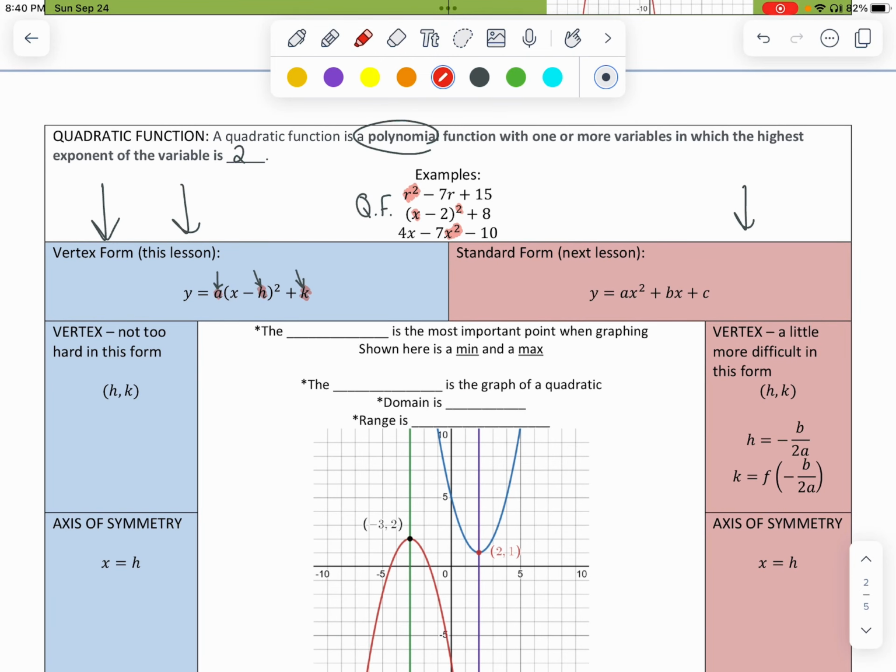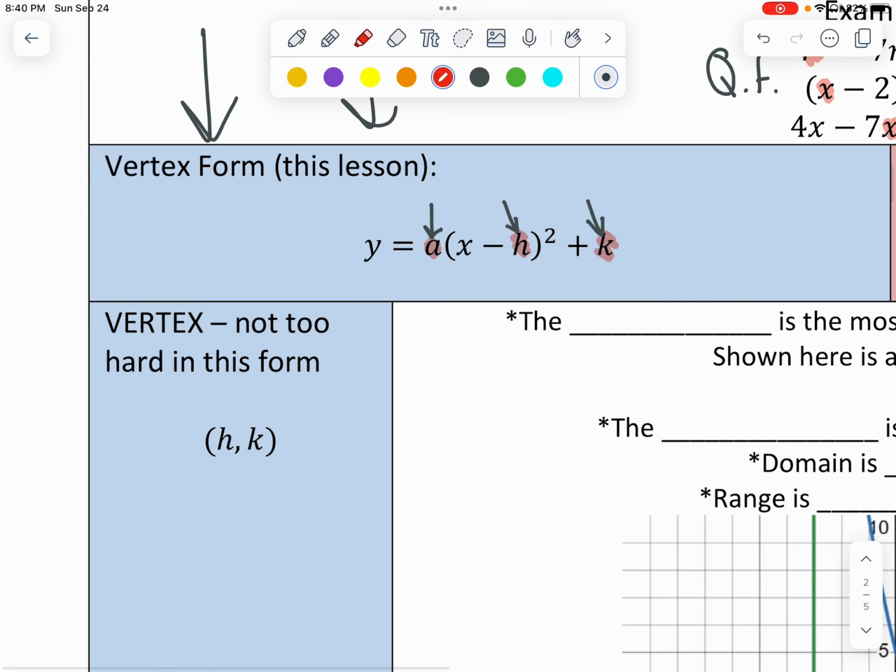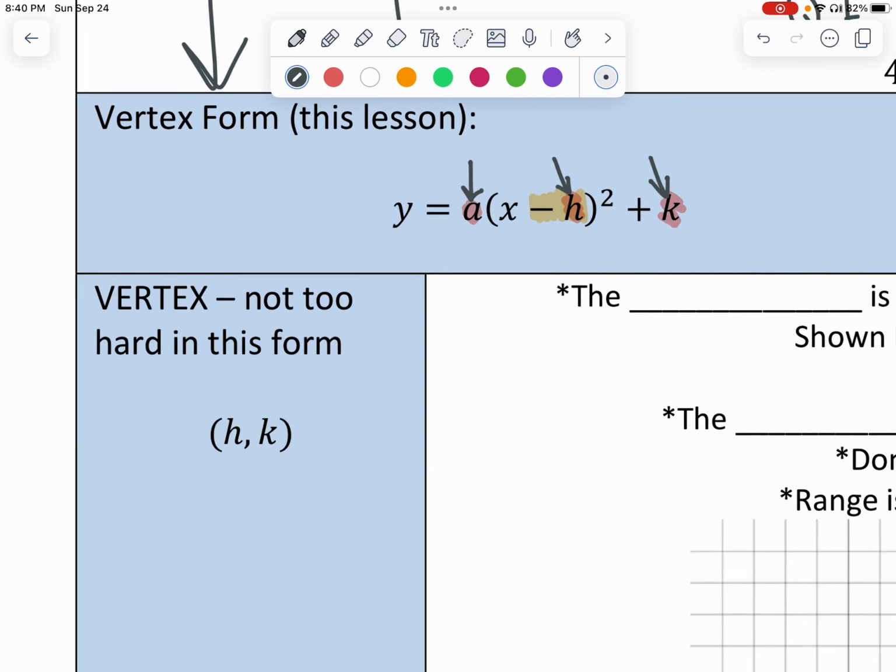So the vertex in vertex form is pretty easy to find. It's just the opposite of whatever's in here. Now here's what I'm hoping. I hope you guys remember this from absolute value. It's so much like absolute value. So the vertex is the opposite of the inside and exactly the number in the back.